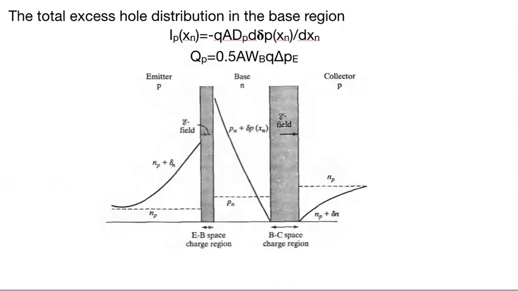Now, the total excess hole concentration in the base region will become IP, which will be equal to minus q A Dp, where D is the diffusion constant and A is the area, times q del, differentiation of dp(xn) by dxn at 0, and the charge is 1 by 2 A WB q del p.